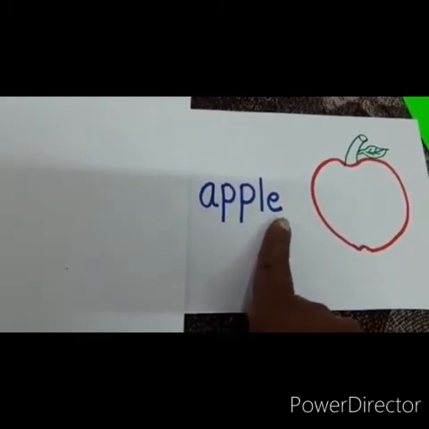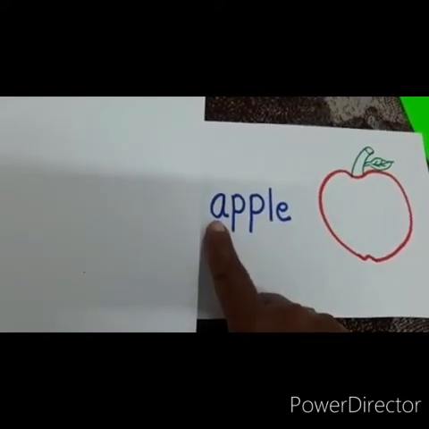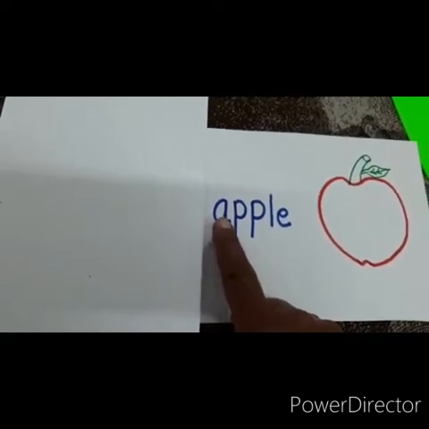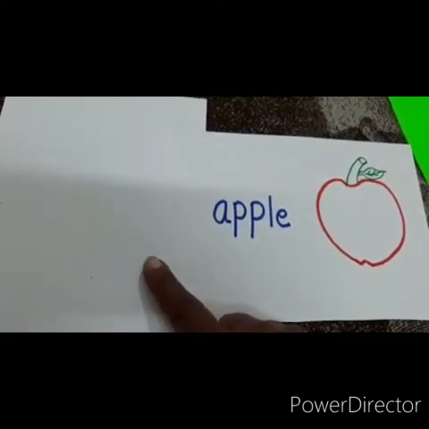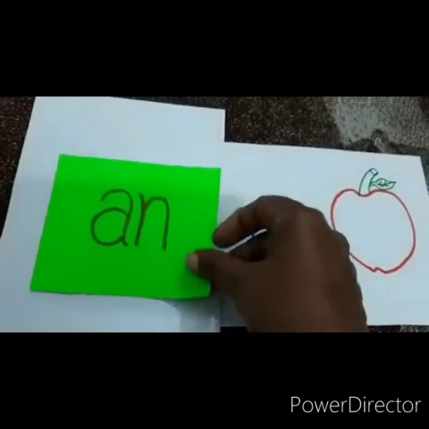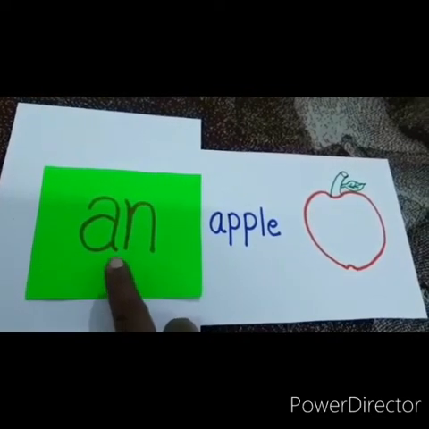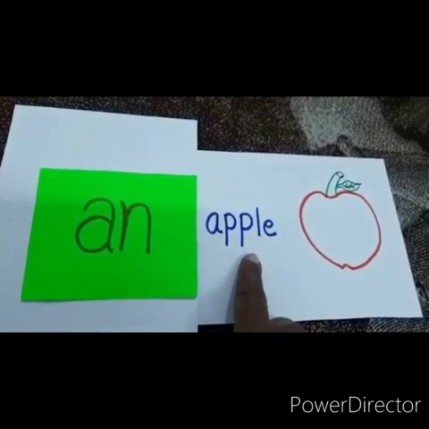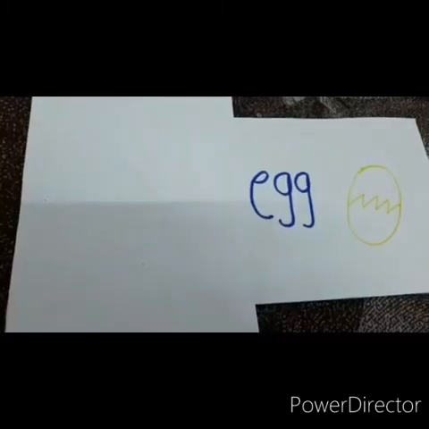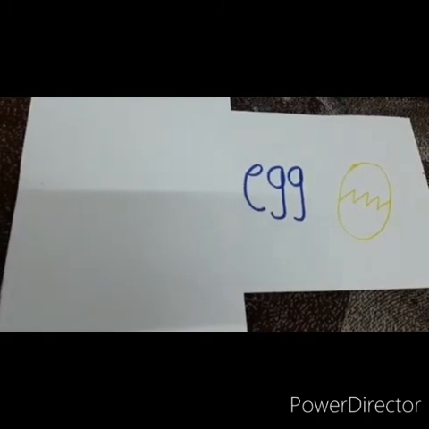Apple. So here the first letter is A and A is a vowel. So here we use vowel's best friend an. So we read an apple. Now I'll show you some more examples of vowels.